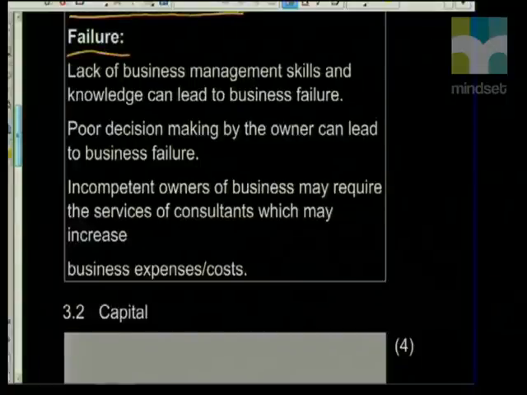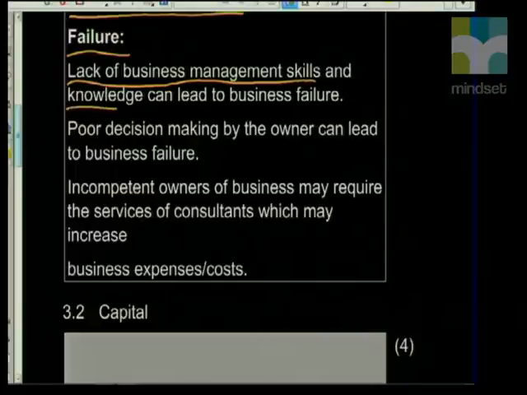So what would lead to the failure of a sole trader and their management? So the first one would be there could be a lack of business management skills and knowledge, which can lead to a business's failure. So as much as a sole trader can become an expert in all of these fields, it's just human nature, you can't be good at everything all the time. And if one person is trying to do everything and they're not doing a good job at it to start with, it will lead to the failure of a business if all the things aren't covered properly.